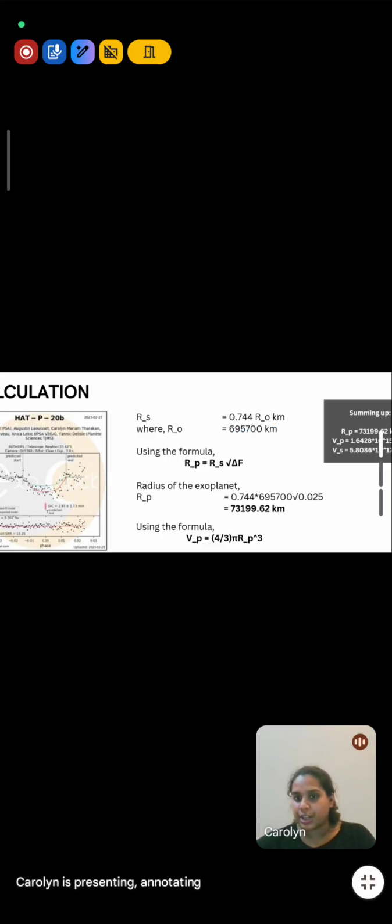You can take it into 10 raised to the power 3, or you can take it into any conversions as you prefer, whichever is convenient for you to calculate. Now, we know the radius of the host star, HAT-P-20, is 0.744 times the solar radius. And the solar radius is already given to you as a constant. Now you multiply this and you get the radius of your star.